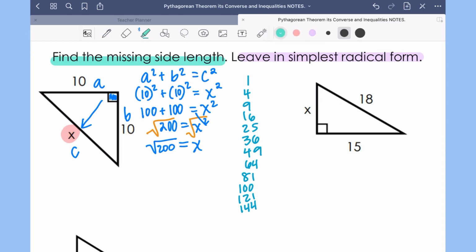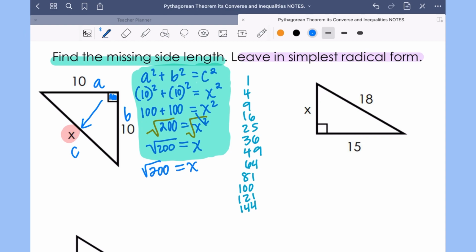Okay, so all of this was the stuff in this teal highlight. So we solved for x here. We isolated it, we solved for it, and x is alone. But what does the second part say? Leave your answer in simplest radical form. So the square root of 200 equals x is not simplified.